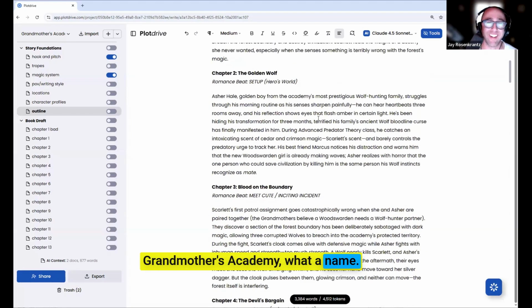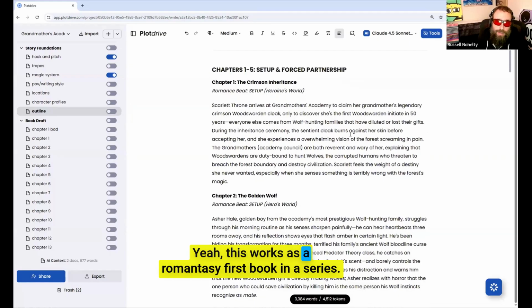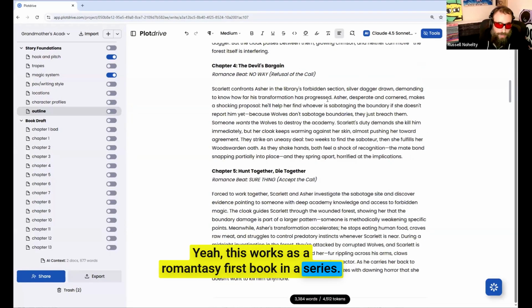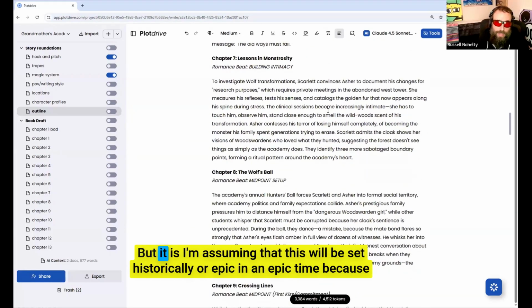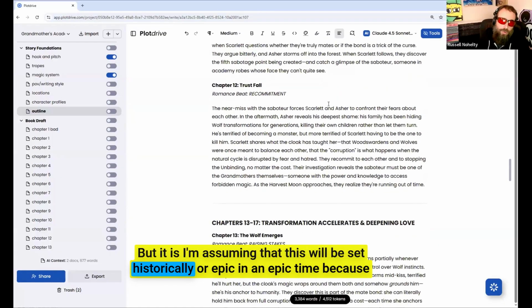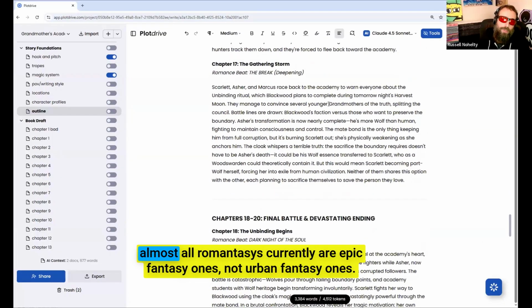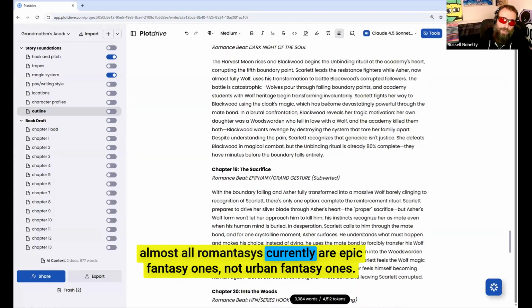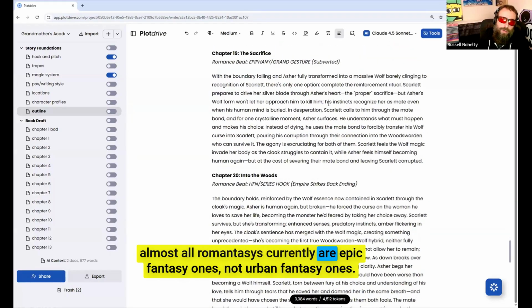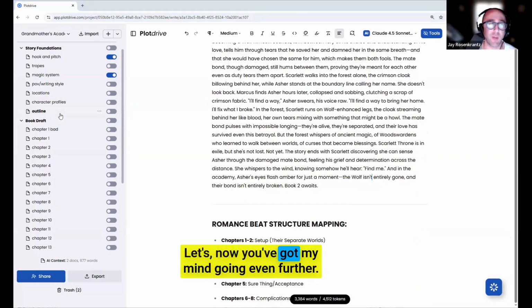What a name. Yeah, I mean, this works as a fantasy first book in a series, but I'm assuming this will be set historically or in an epic time, because almost all romantasies currently are epic fantasy ones, not urban fantasy ones. Oh, interesting. Now you've got my mind going even further.